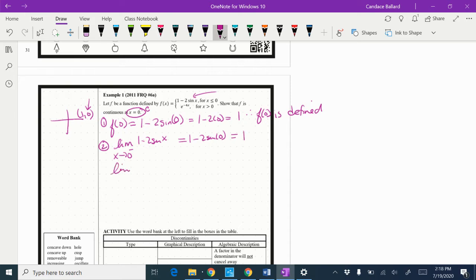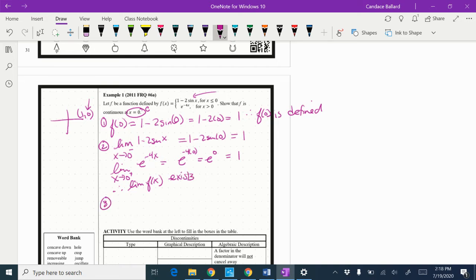And then we're going to do the limit of the right branch. So we're using the bottom function, e to the negative 4x. So it gives e to the negative 4 times 0, or e to the 0, which also happens to be 1. So therefore, the limit of f of x exists.